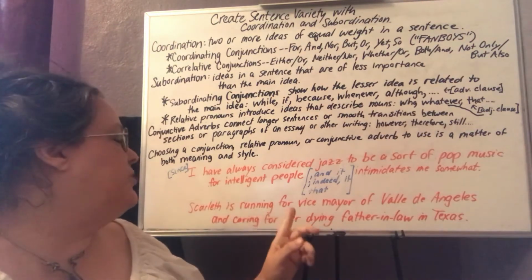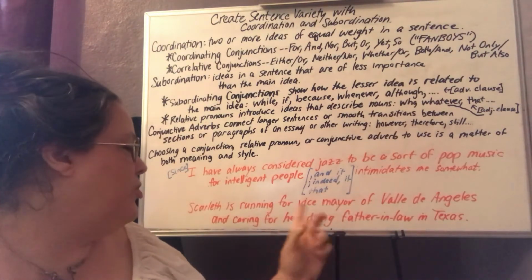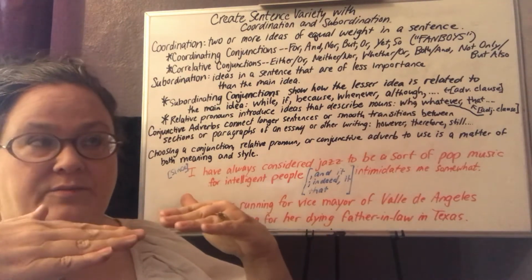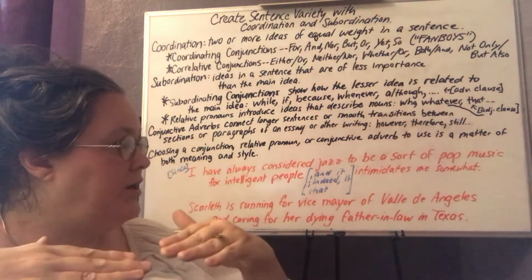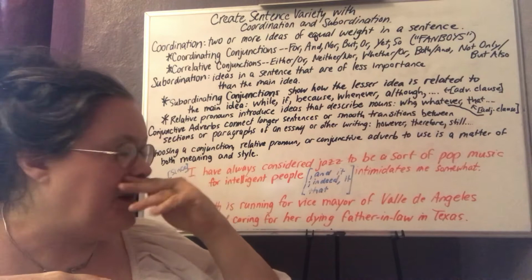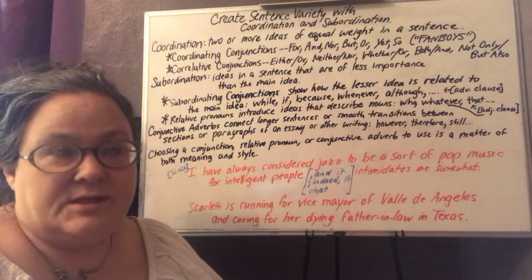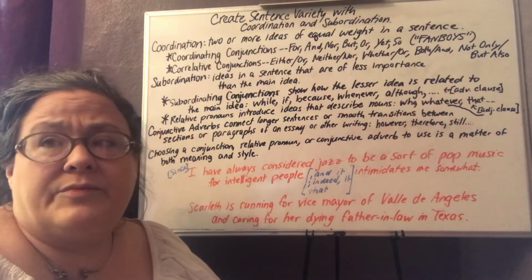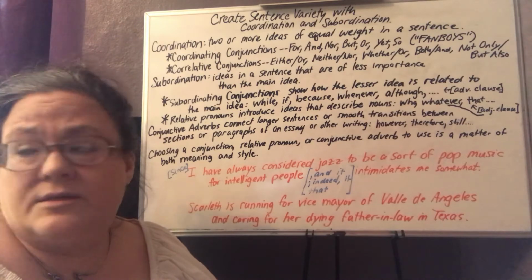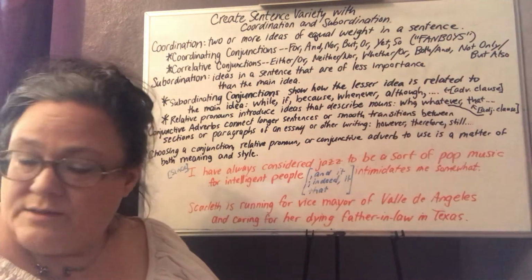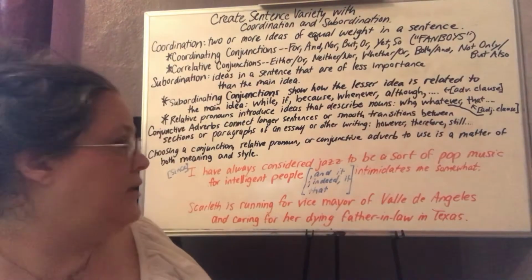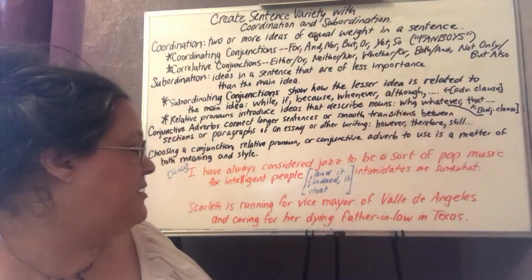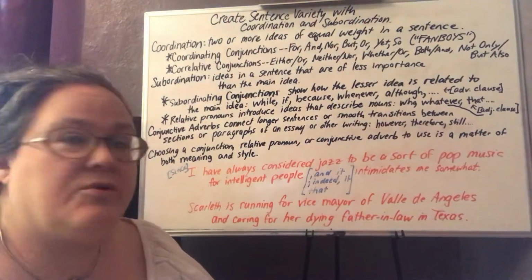Okay, "Scarlett is running for vice mayor of Valle de Angeles and caring for her dying father-in-law in Texas." In that case, you can see that I put the same importance on both of them. There are other ways to join the sentence that would show the relationship between those things and give a little bit more style to the sentence than just the word "and." So I could say, "While Scarlett is running for vice mayor of Valle de Angeles, she is also caring for her dying father-in-law in Texas."